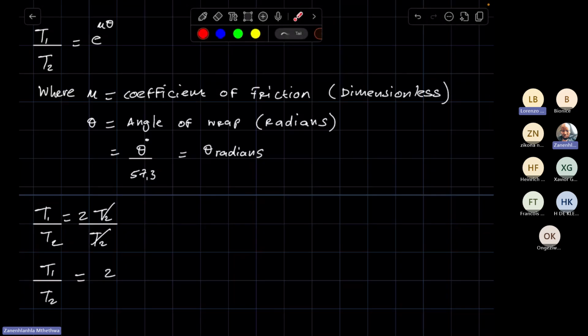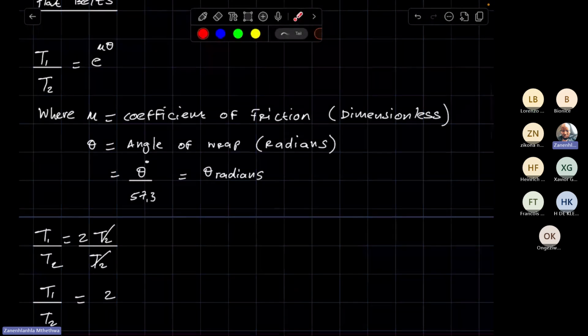Yes, sir. But like I'm saying, because this is included in the syllabus, that is why I'm teaching you how to convert from degrees to radians. If you've been given the angle of wrap in degrees, you must substitute it in radians. So you take the angle given in degrees and divide it by 57.3, and what you get is the angle of wrap in radians, and that is what you substitute here.